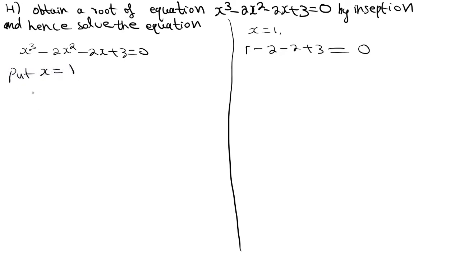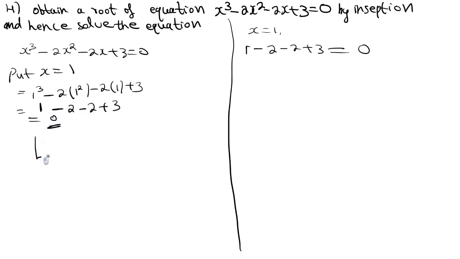So what you will get? 1 cube minus 2 into 1 square minus 2 into 1 plus 3. Okay, it's equal to 1 cube is 1 minus 2, then minus 2 plus 3, plus 4 minus 4, its value is equal to 0. So one root is x equal to 1. Then synthetic division, take the numbers. What are the numbers? 1, minus 2, coefficient of x is minus 2, constant term is 3.